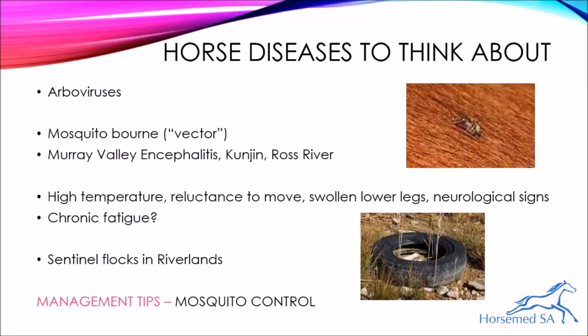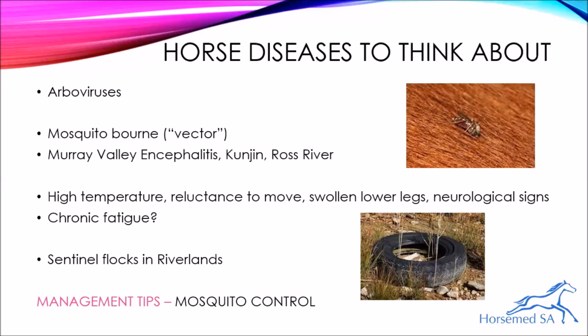So one that I've thrown in here is arboviruses, okay? These are a little bit of a buzzword in South Australia at the moment. They are mosquito-borne, so mosquito is the vector, okay? The common ones that we see are Murray Valley encephalitis, Kunjin, and Ross River virus. And you probably heard, we have some, I learned this recently, some sentinel chicken flocks in the Riverlands in South Australia, and they have tested positive this year to these diseases, which tells us that they're about.